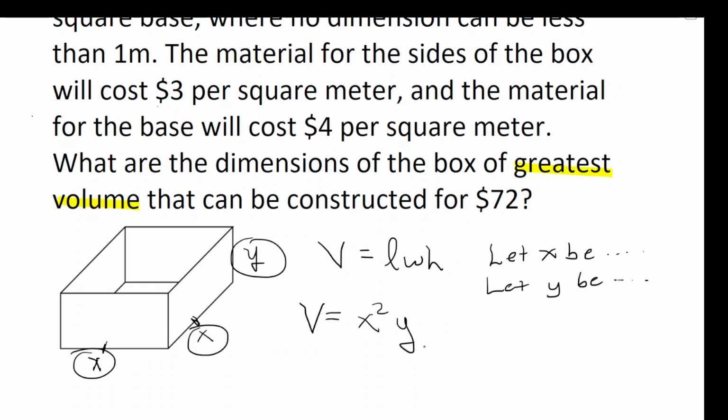Which is why we have constraints in the problem. Because if there's no constraints, obviously the maximum volume would be the size of the known universe with 90-degree angles. So the constraints are that I'm constructing the box and it's costing me money, and I only have $72 total. And the sides of the box are $3 per square meter. The base of the box is $4 per square meter. So I need to work that into my constraint equation.